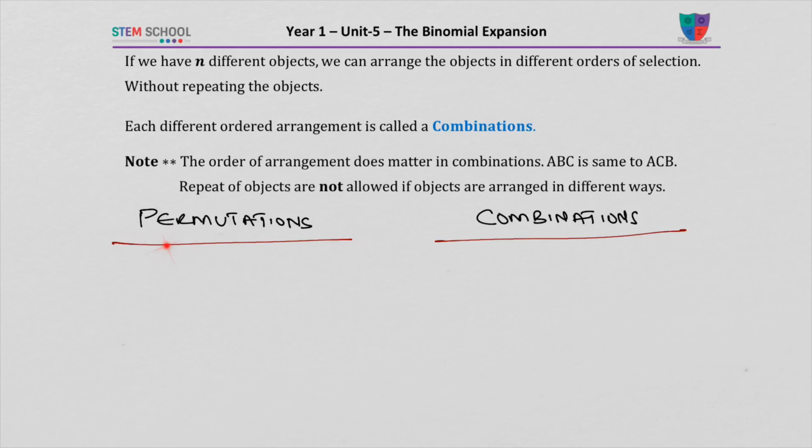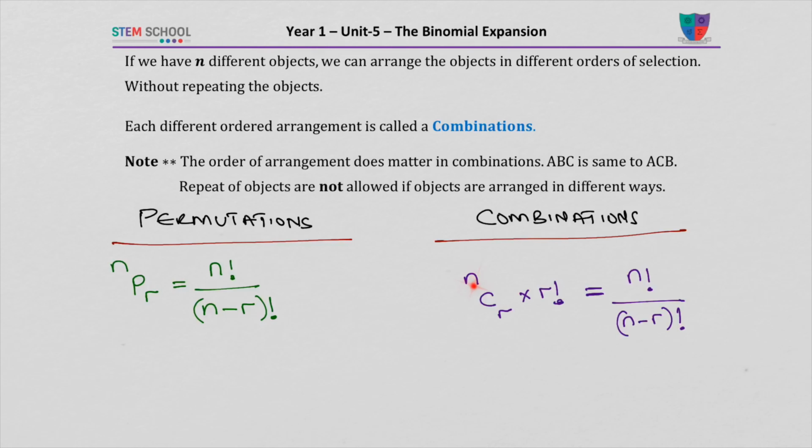So now we're going to compare permutations and combinations and how we write the formula. This is how we write permutation: nPr equals n factorial over (n minus r) factorial. If we multiply nCr by r factorial, we get the same as nPr, which is n factorial over (n minus r) factorial.